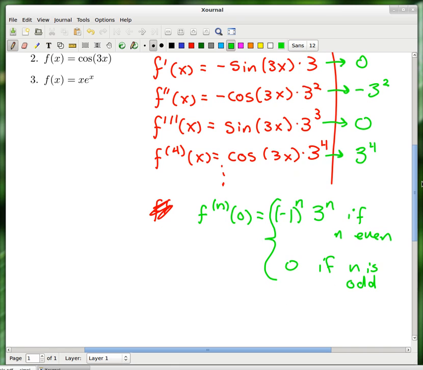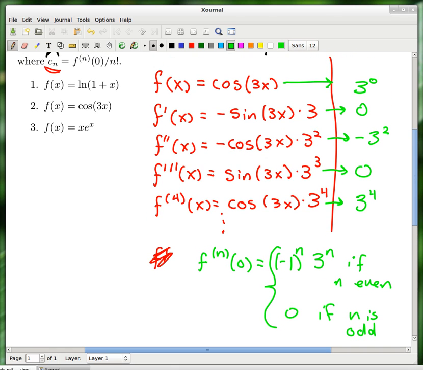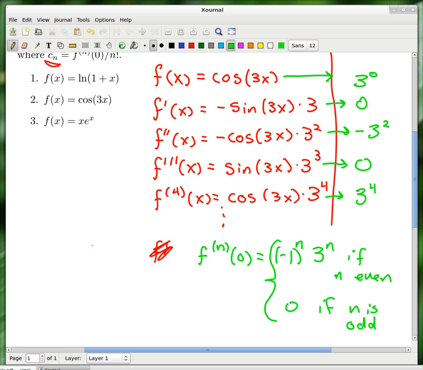Okay, I got it. So how is it going to go? The first thing is going to be 3 to the 0. Okay, and then we're going to do minus 3 squared. We're going to do plus 3 to the fourth. Then minus, and so forth.